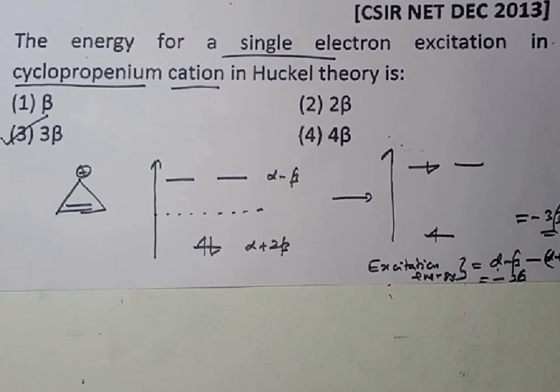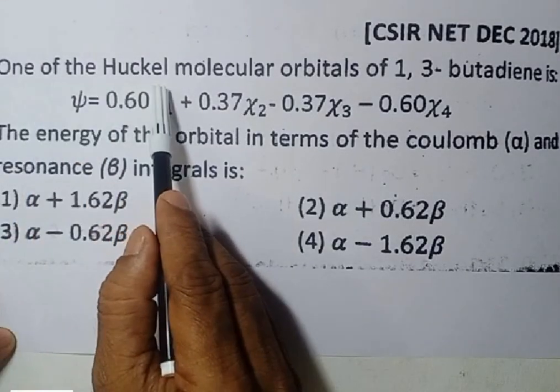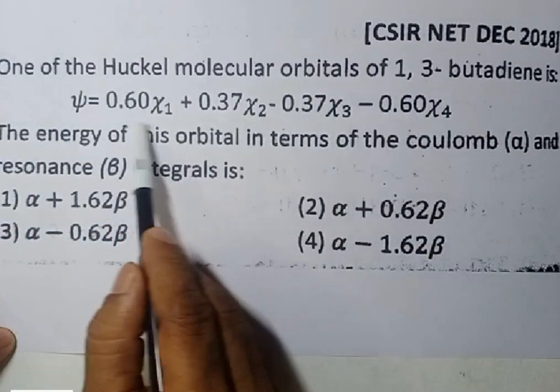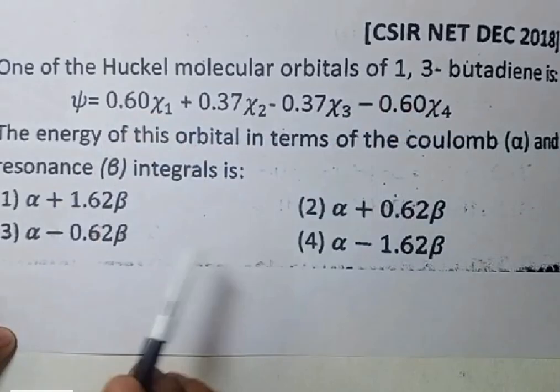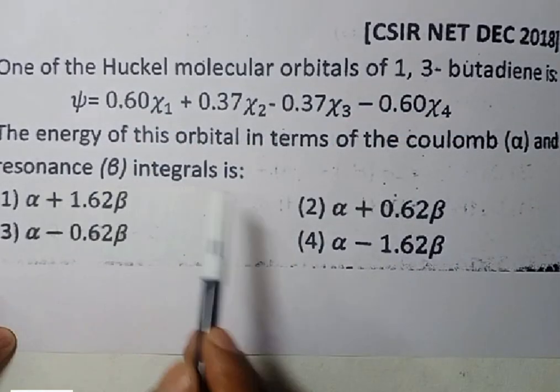Okay, it appeared in December 2018. One of the Huckel molecular orbitals is given here. The energy of this orbital in terms of the Coulomb and resonance integral is?